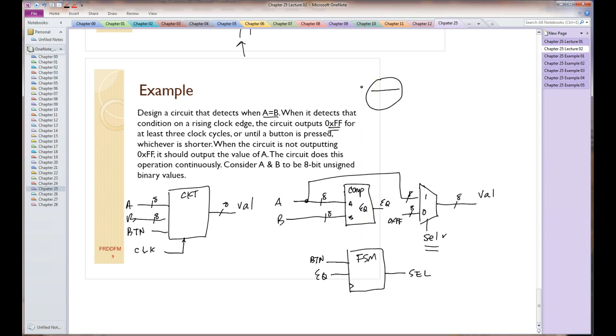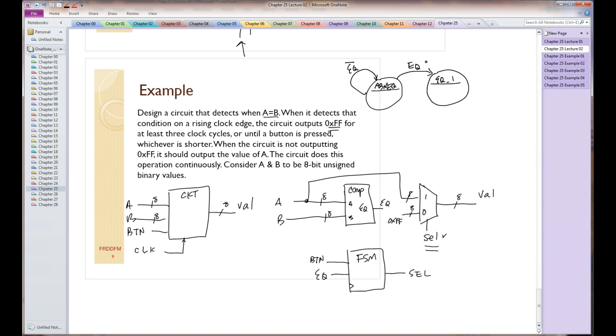So this first input, I'm just trying to think of a good name for it. A, B, N, E, Q. So A, B not equal. It's going to stay in this state so long as they are not equal. Okay, once they are equal, I have to go somewhere else, because once they are equal, I have to do something different. So this is the case where they are equal.